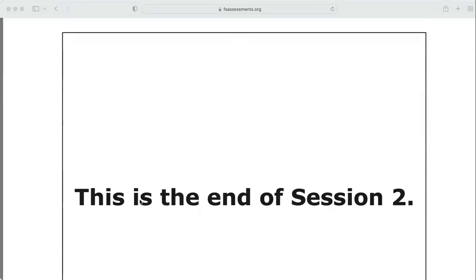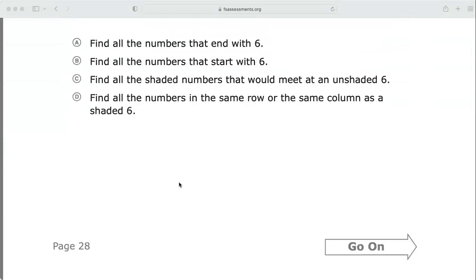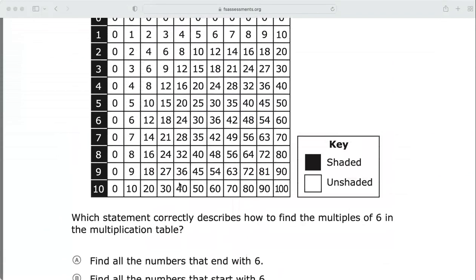And that is the end of session 2. So this was, again, the second part of a FSA, Florida State Assessment Practice Test for grade 3. And this was the section you could use a calculator on. The first part, you cannot use a calculator, and I will link to that in the description.